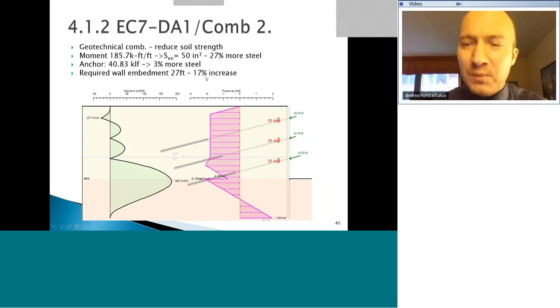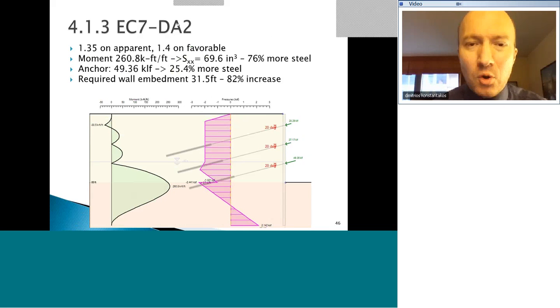And then the required wall embedment. We're requiring a 17% increase, so we're going to 27 feet. Looking into design approach 2, 1.35 on apparent pressures, 1.4 on the passive. Our bending moment goes to 260. We need 76% greater section modulus, we shouldn't say more steel here. The anchor force, we need 25.4% more steel, and the required wall embedment, we need 82% more for our wall embedment.